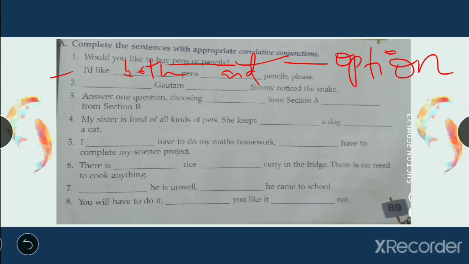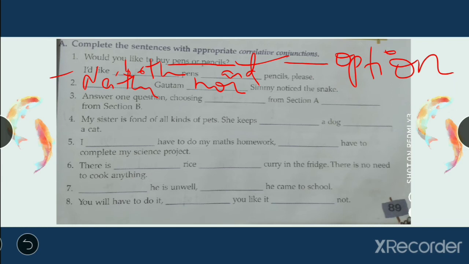Dash Gotham and dash Simi noticed the snake. Now, if you are saying both of them noticed the snake, so how you can write? Both Gotham and Simi noticed the snake. But what if both of them didn't see? So you can even use neither Gotham nor Simi noticed the snake.